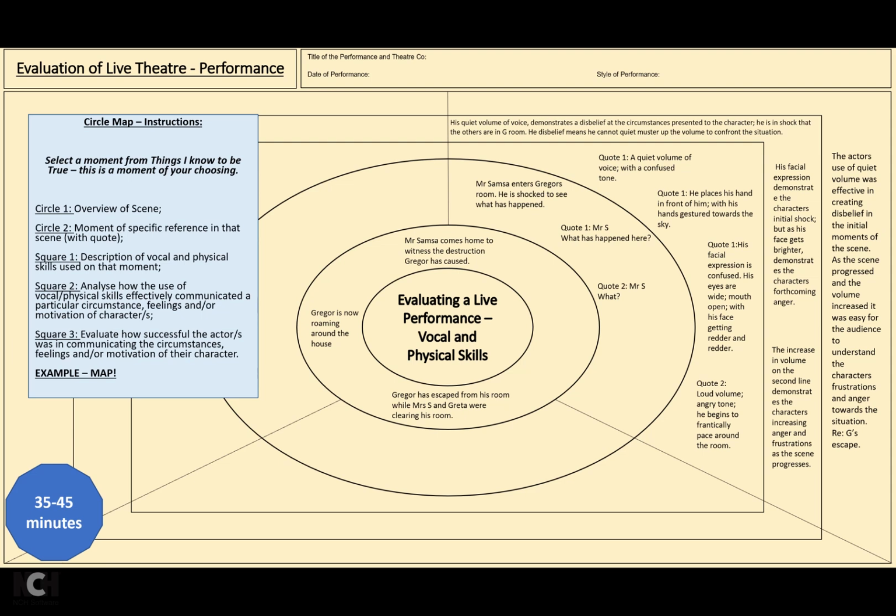So if I give you a Metamorphosis example, Mr. Samsa has come home to witness the destruction that Gregor has caused. Gregor is now roaming around the house, and Gregor has escaped from his room while Mrs. Samsa and Greta were cleaning his room. Very, very nice and simple. I've just given a very, very brief overview, which is going to be appropriate to the 3 moments within that scene that I talk about in specific detail.